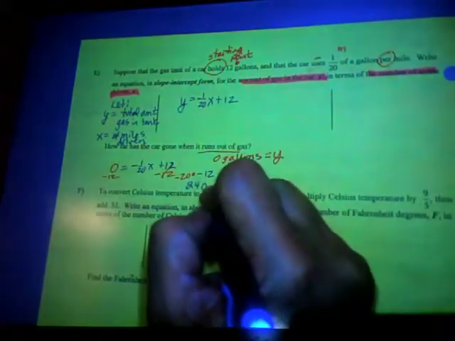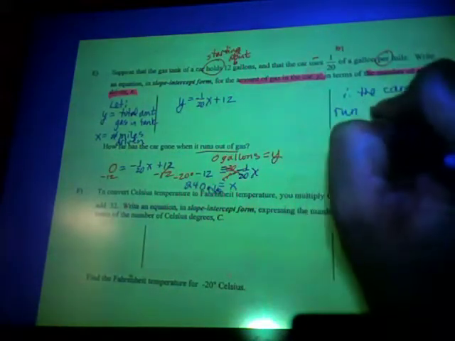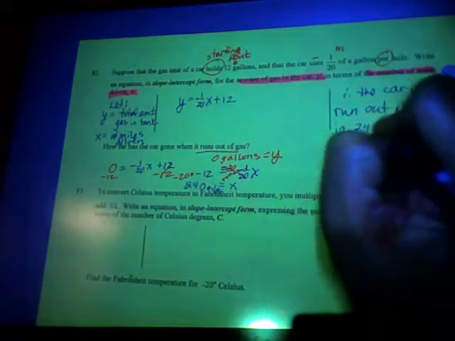What is 20 times 12? 240? Yeah, it should be 240. And what is the unit of measure? What does X represent? Miles. So this is in miles. So therefore, the car will run out of gas in 240 miles.